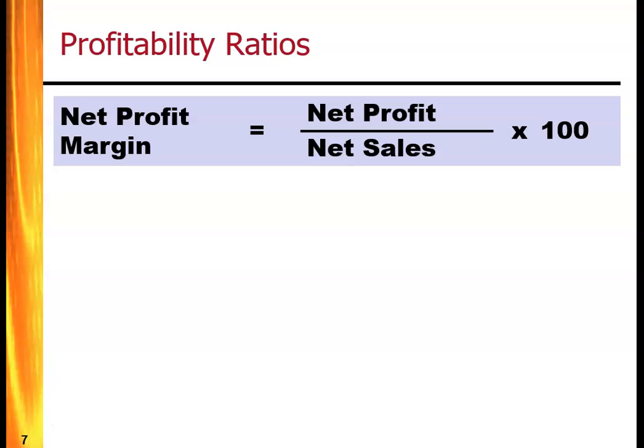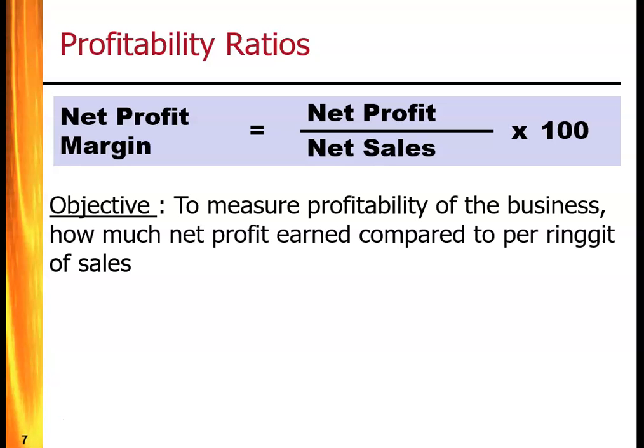Another profitability ratio is net profit margin, where the net profit is divided by the net sales and multiplied by 100, because we want to explain it in terms of percentage. Just now, the upper was gross profit. Now we change it to net profit. So the net profit margin and the gross profit margin formulas are more or less the same.